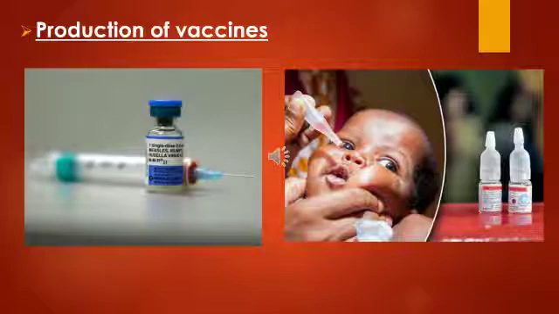The vaccine for tuberculosis is BCG, which contains weakened germs. The vaccine for typhoid is made from killed germs. Some vaccines are injected while others are given orally. Some are injected through syringes, some are given directly, like polio drops. These are some of the benefits of production of vaccines.